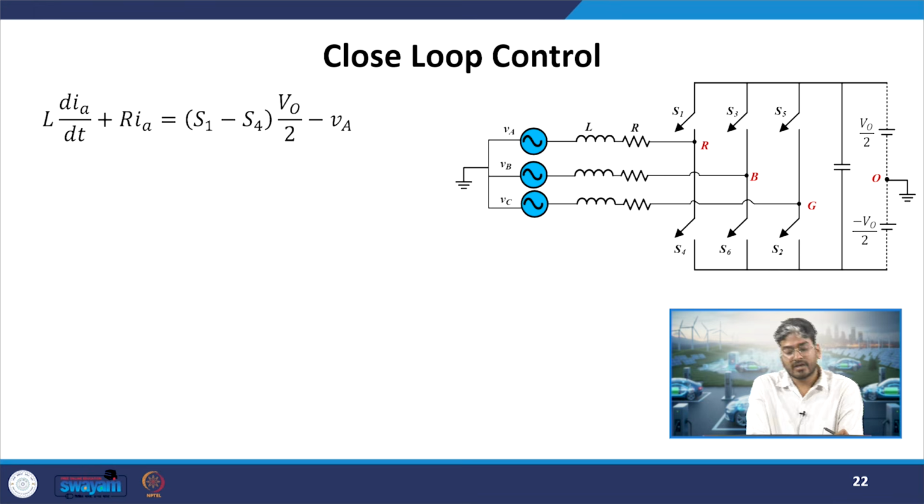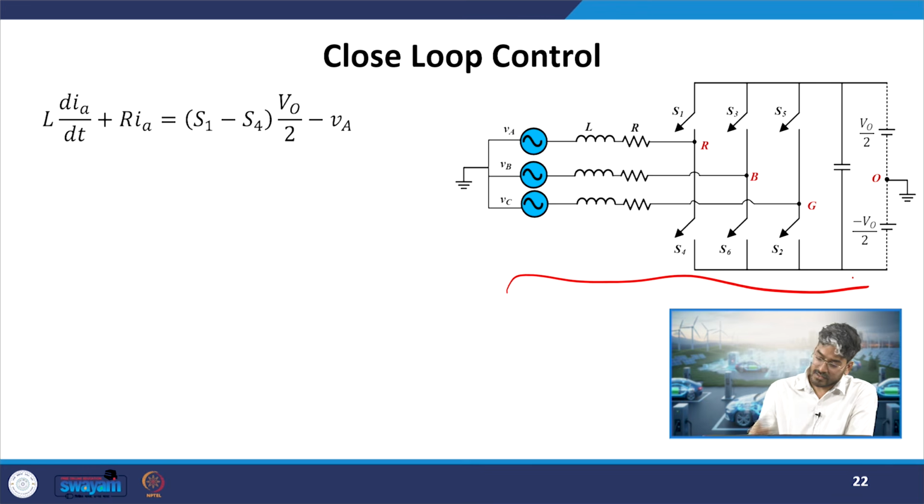Now, what will be the model of this system if I want to map this active front end converter into my DQ frame? Before that, let us understand what its model will be in the ABC frame. The first equation is for our A phase: L dIa/dt plus R Ia will be equal to the difference between the grid voltage and the converter output voltage.